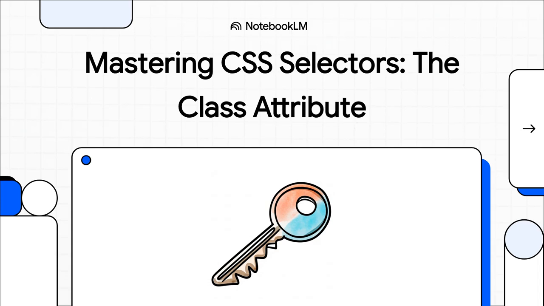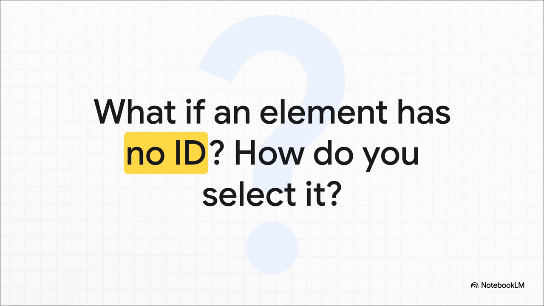Hey everyone, and welcome. Today we are diving into something that is absolutely essential for anyone doing web automation. We're talking about creating CSS selectors, specifically using the class attribute. Trust me, this is a tool you're going to use all the time. So let's just jump right in with a scenario you've probably run into a million times.